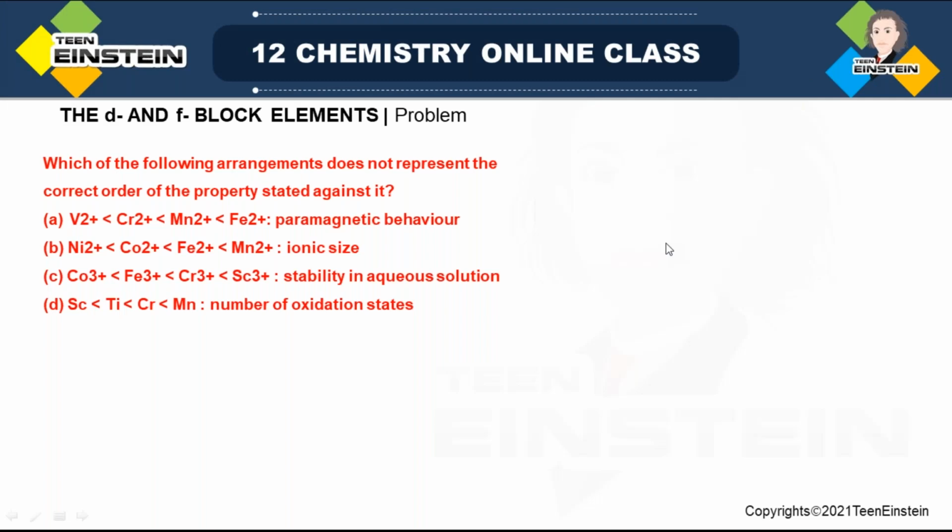Hello everyone. We will start with a problem, and after that the topics that we'll discuss are the tendency to form complexes for d-block elements, then catalytic properties, alloy formation tendency, interstitial compound formation tendency, formation of oxides and oxoanions, and related problems.